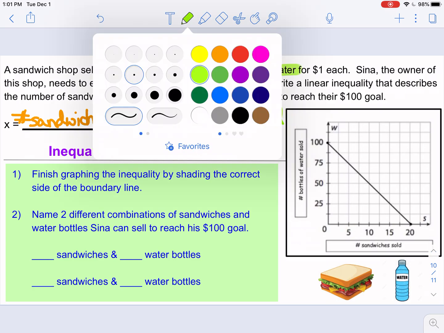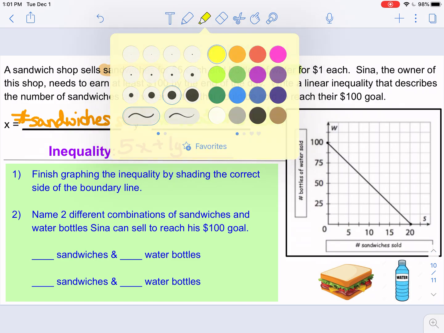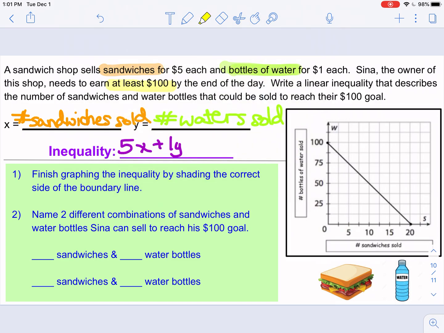So we know that for our inequality, each sandwich is $5, so we have 5x, and we're also selling water bottles for $1, so plus 1y. And because I'm looking at this word, at least $100, at least is going to be the inequality greater than or equal to, because I want $100 or more.